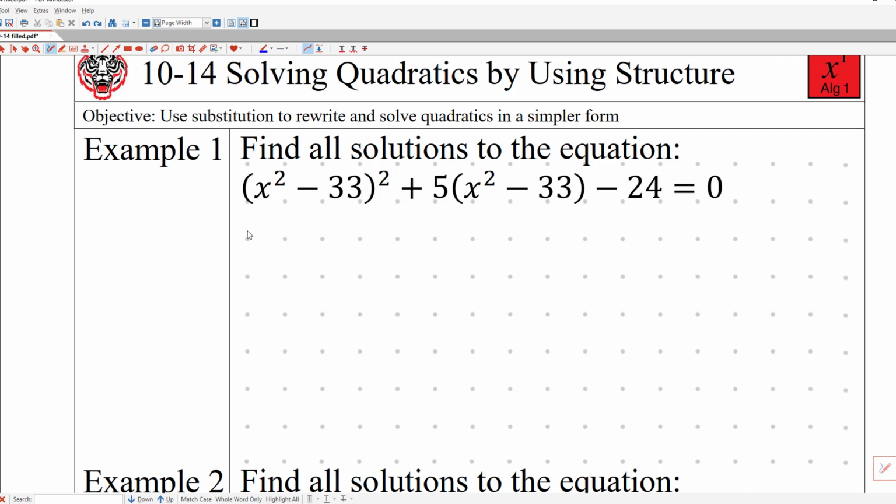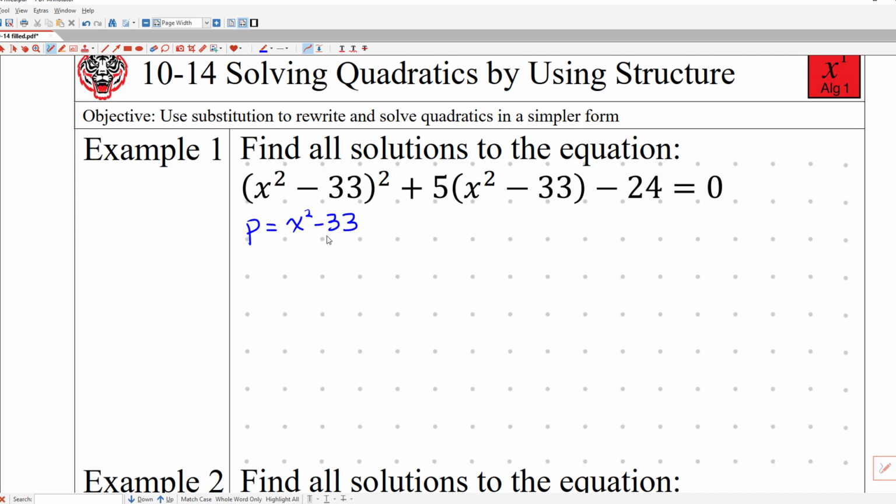I'm going to say okay, I can choose any variable that I want. I could use star, smiley face. Khan Academy uses p, so I'm going to do that as well, just so that if you look at their hints or their solutions, it'll look similar. So I'm going to say this p is going to contain x squared minus 33.